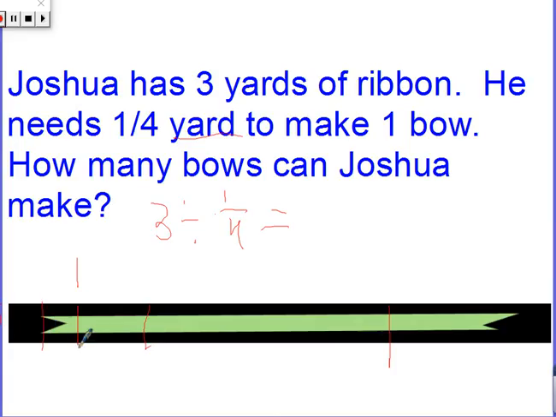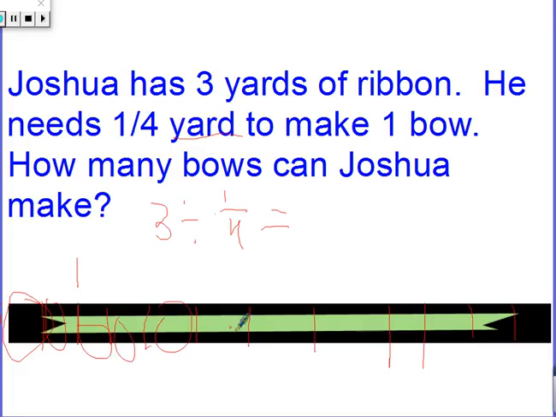Now, my numerator tells me how many of each yard I'm going to need. So I'm going to need 1. Ooh, how many can I make out of all of it? 1, 2, 3, 4, 5, 6, 7, 8, 9, 10, 11, 12. I can make 12 bows. Well, my rule still follows.